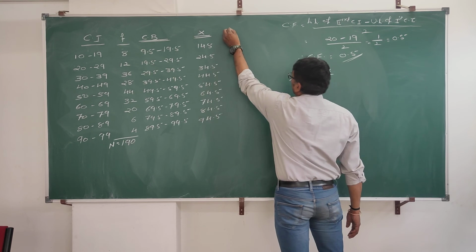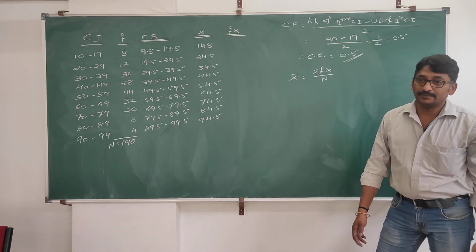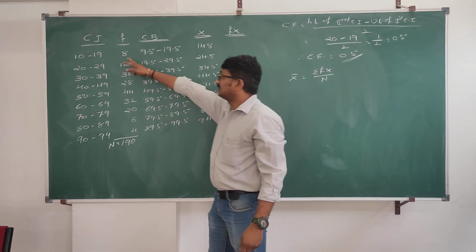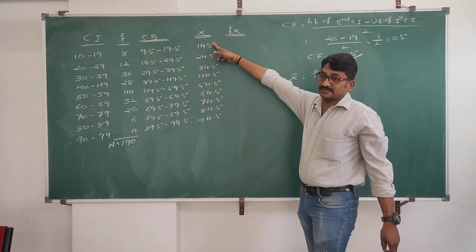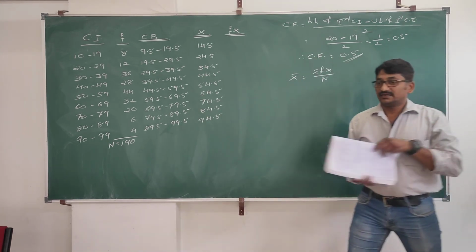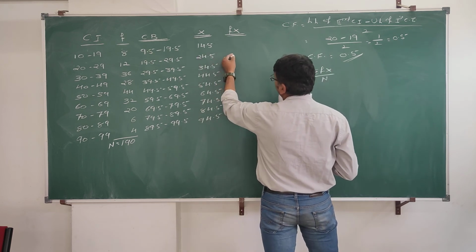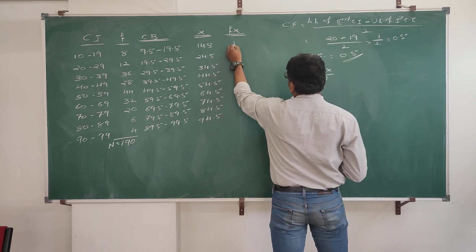Now once you know the x values, the last column will be fx. That is frequency values multiplied by x values. I'll tell you the values. Here first fx is 8 into 14.5, which is 116.